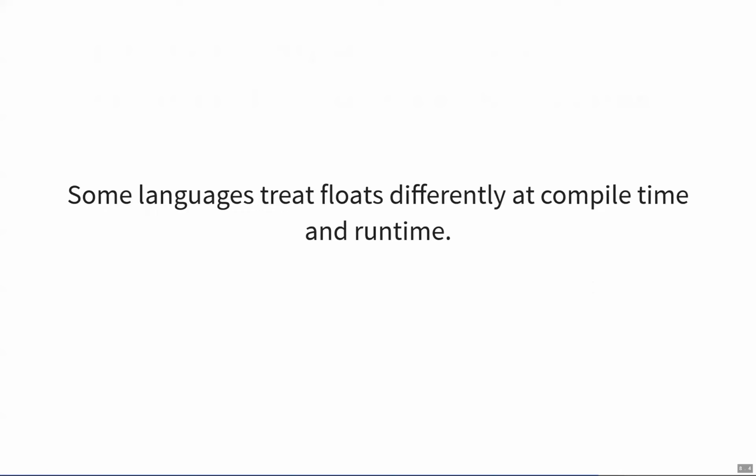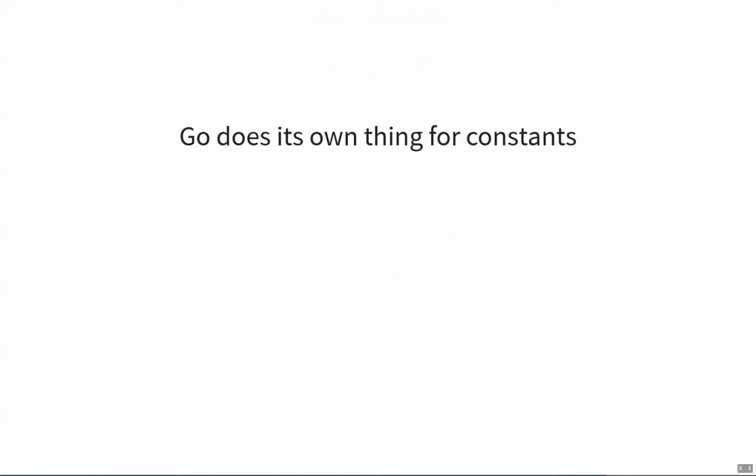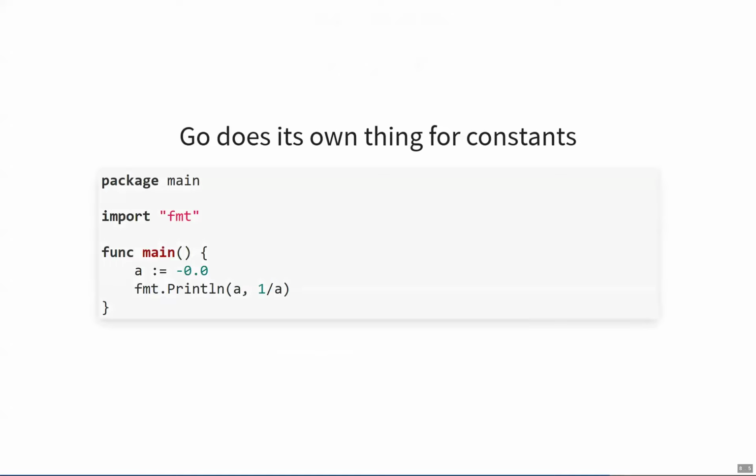But languages also make this hard. For example, Go and C++ both have some issues about this, like IEEE and compile time evaluation. Let's start with Go, because Go does its own things with constants. This is a very simple Go code. All it does is set a to minus 0.0, and then it is supposed to print a and 1 over a. Both of these are defined in IEEE and have results that they should give you. What's the result? 0 and plus infinity.